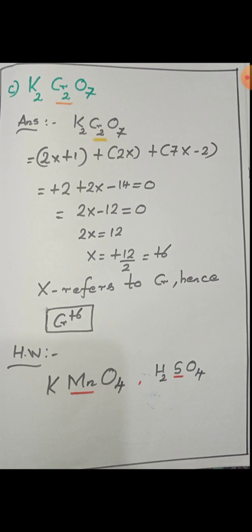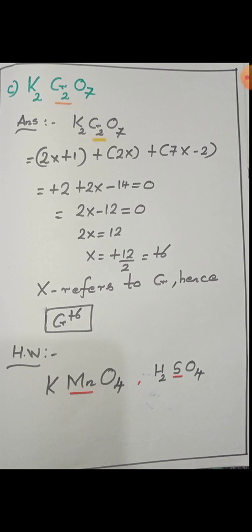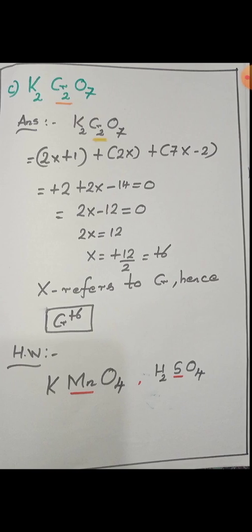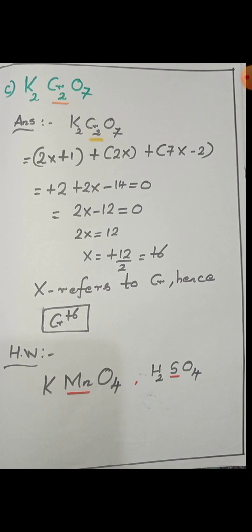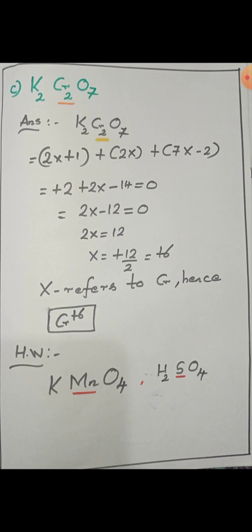I have given you 2 homework problems. KMnO4, in which the underlined species is manganese, Mn. KMnO4 stands for potassium permanganate. H2SO4, which stands for sulfuric acid. In this case, the underlined species is sulfur.